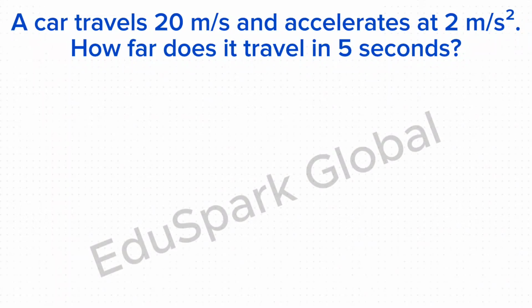A car travels 20 meters per second and accelerates at 2 meters per second squared. How far does it travel in 5 seconds? To solve this question, we have to identify the parameters given. The information that is given, we have to identify them first.